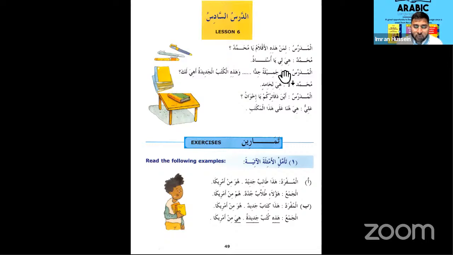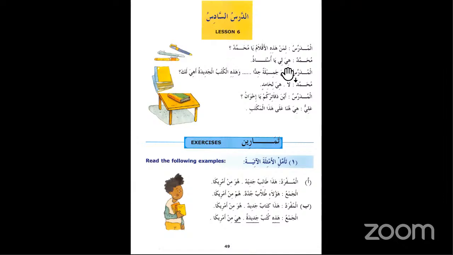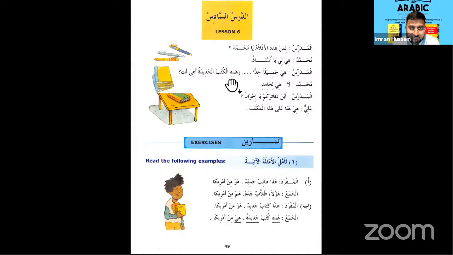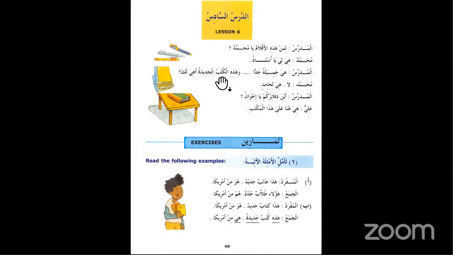Next one. Muhammad. Hiya li ya ustazu. These belong to the teacher. Yep. Al-mudarrisu. Hiya jamilatun jiddan. They are very beautiful. Correct. Wa hadhihi al-kutub al-jadidatu hiya laka. Correct.